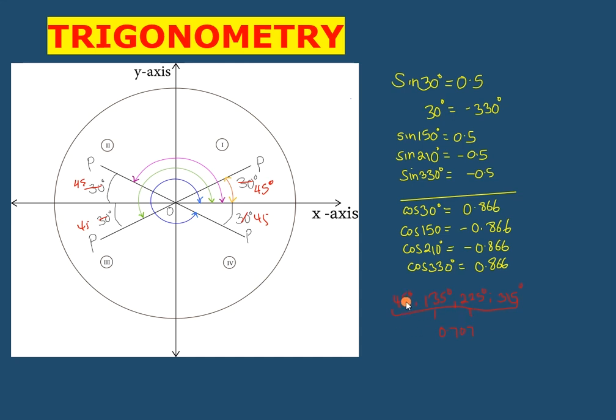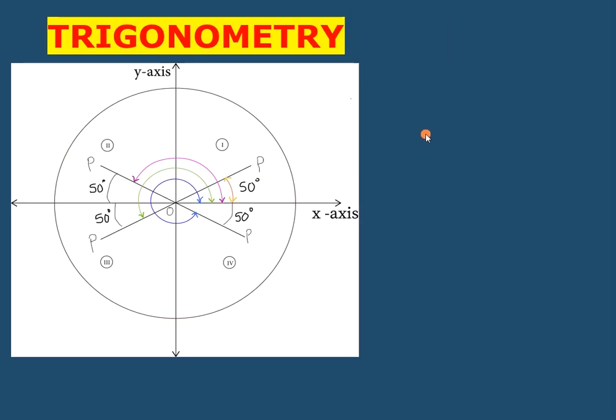If I got the tangents of these angles, the tangent of 45 is 1, tangent of 135 is negative 1, tangent of 225 is 1, and the tangent of 315 is negative 1, because the tangent is positive only in the third quadrant and the first quadrant. Actually, in the first quadrant, all of them are positive.